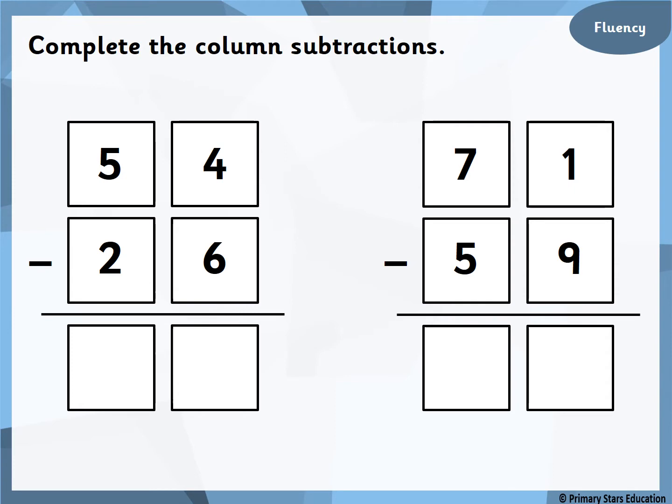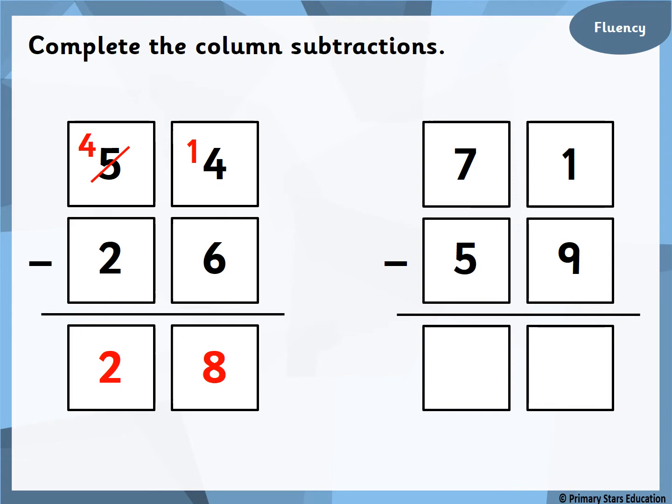Right, okay, so 4 subtract 6 we can't do, so we need to take a 10 and put it into the ones column. So now we've got 14 subtract 6, which is 8, and then 4 tens subtract 2 tens is 2 tens, so the answer is 28.